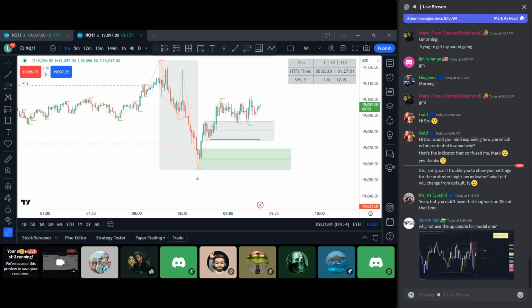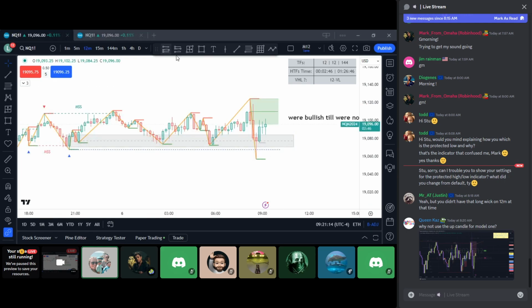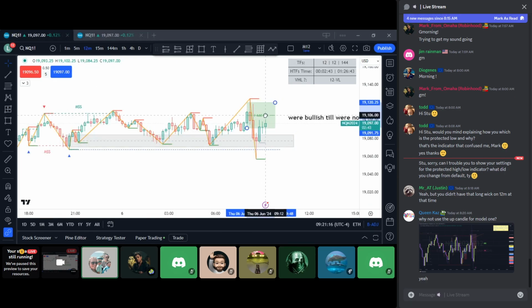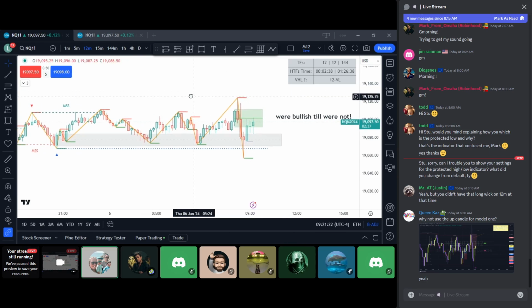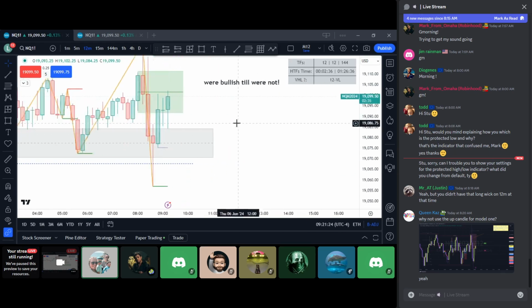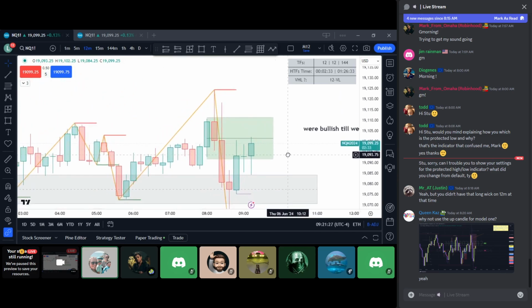Why not use the up candle for Model 1? Oh, on the 12 minute, did I highlight the green? Oh, yeah, you're right. I'm sorry, I got ahead of myself. It is the up candle. Oh, unless that's a gap, right? If that's a gap, I was just using it hypothetically to explain it.